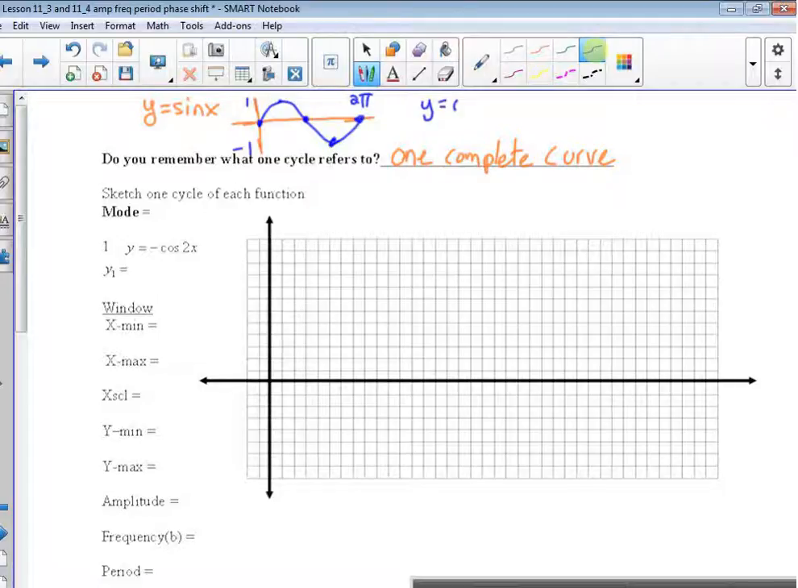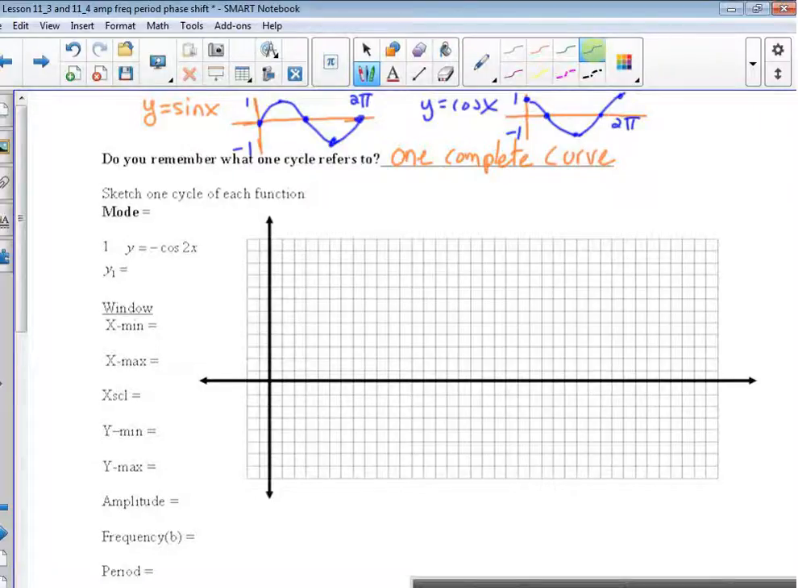For y equals cosine x, we have the same thing. Key points, except it starts up here, then it goes to the x-axis, then it goes down the same amount, back to the x-axis, and back up. There are, again, 5 key points that you want to graph your cosine around. So this would be 1, -1, and again, this could be 2 pi, could be pi, but I'm just saying 2 pi. So those are 1 complete curves of the sine and cosine.